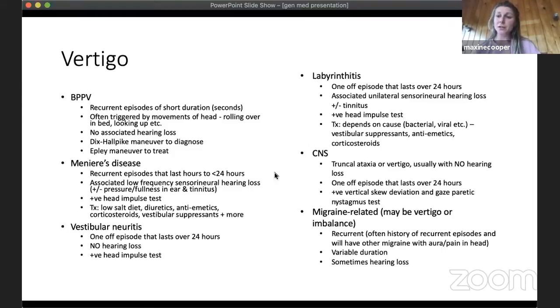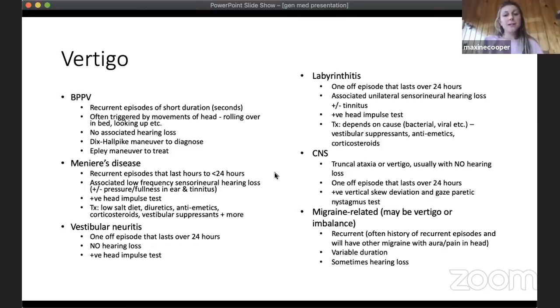Often it is associated with some low frequency sensorineural hearing loss, hence why your cranial nerve exam can be really important, and sometimes tinnitus as well. Often people have recurrence with this, so it's not just a one-off episode. They've had it a few times, and they often last less than a day, but they're longer than BPPV. They're going to be hours at a time.